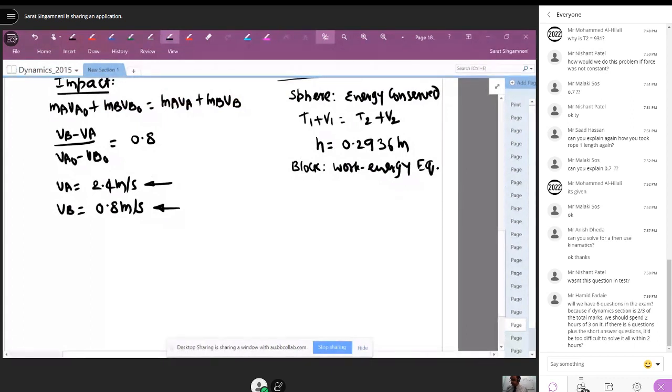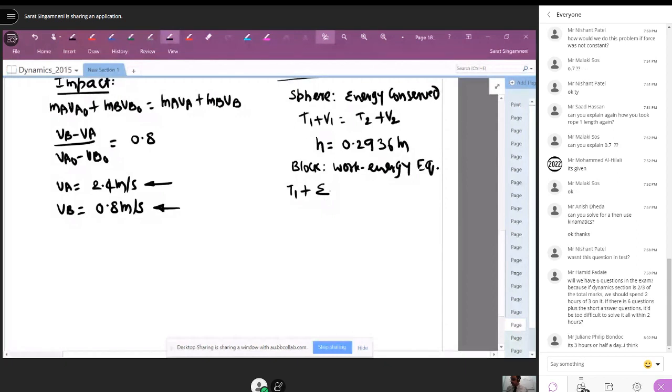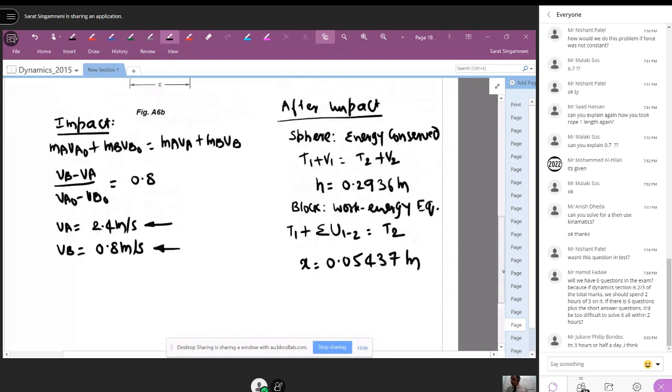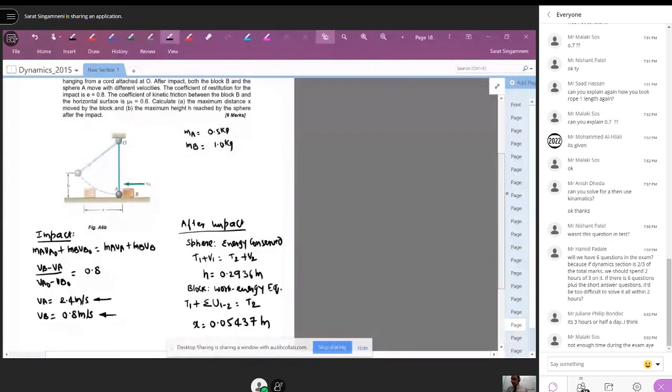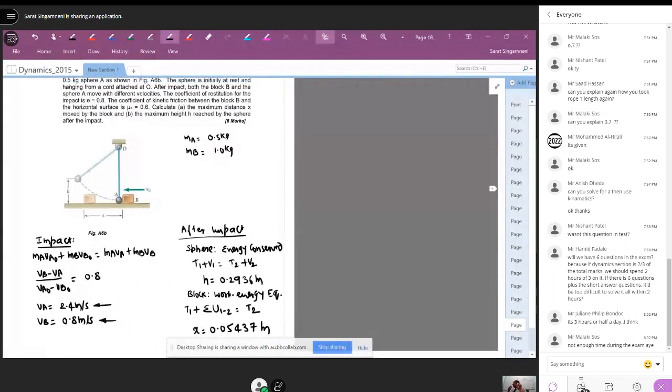And substitute the known quantities. Here, what you get is T1 plus sigma U1-2 equal to T2. When you substitute all the quantities, you will get the distance it moves through as 0.05437 meters. I don't remember if I changed the numbers in this problem when I gave it in the midterm examination.